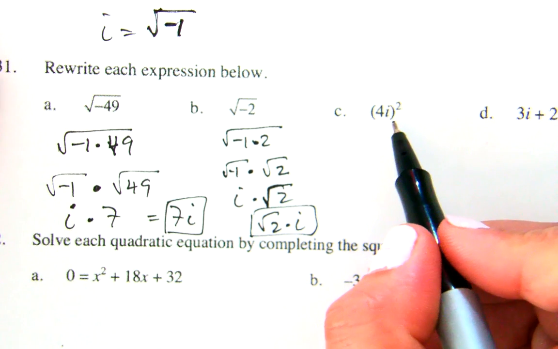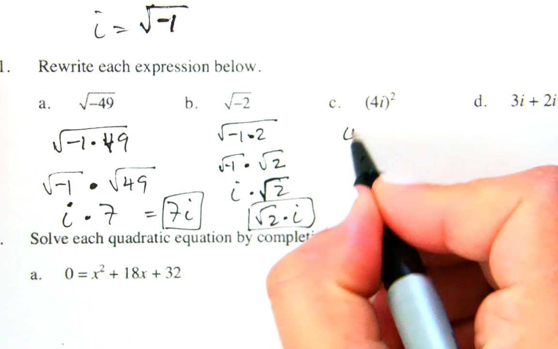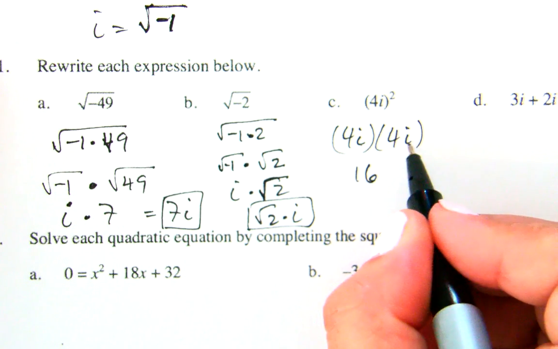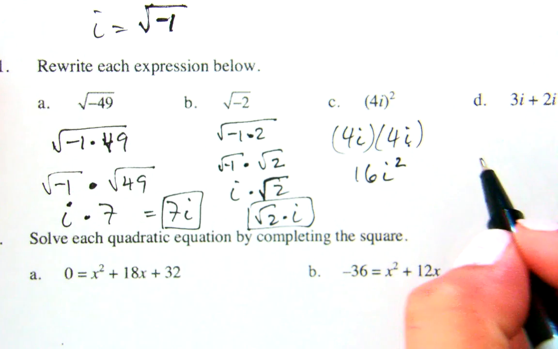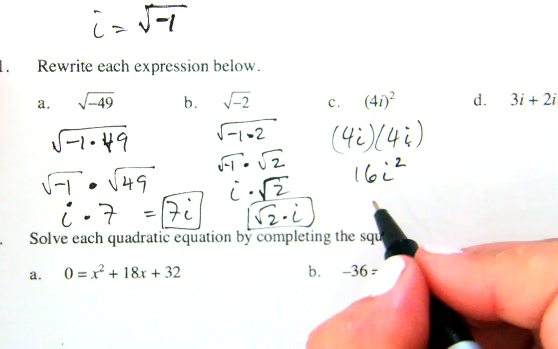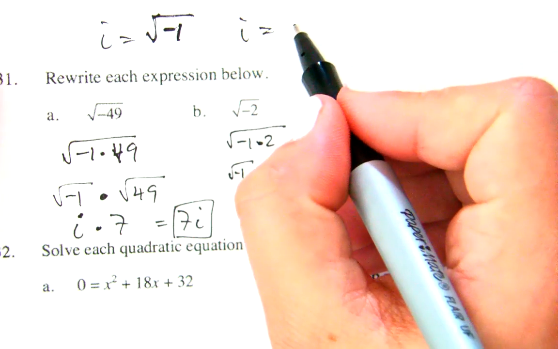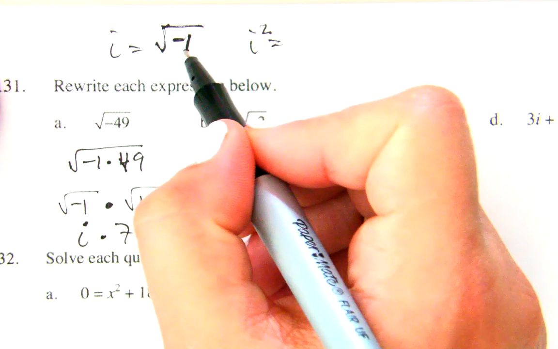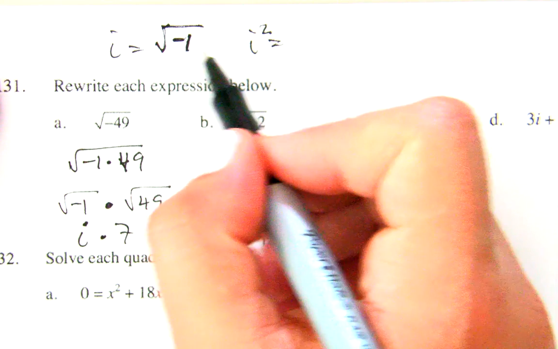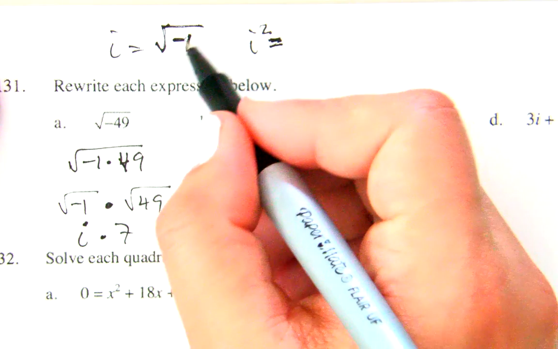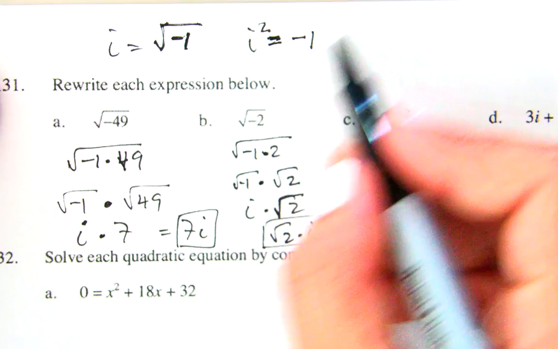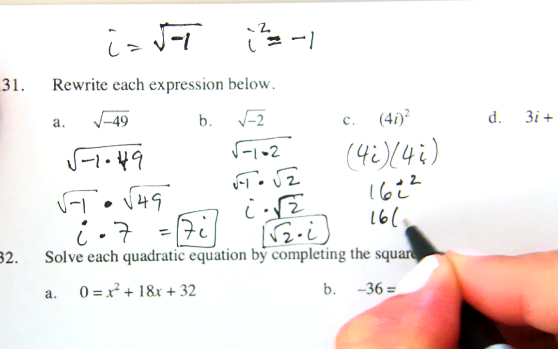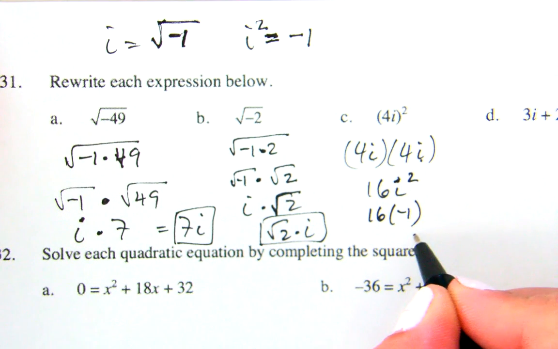This one, remember I said treat i kind of like x's, right? So you have two of these, so you have 4i times 4i. So 4 times 4 is 16. i times i is i squared. Well, i squared is the same as squaring the square root of -1. So if you square the square root of something, you get the thing underneath the radical just by itself, right? They undo each other. So i squared is the same as -1. So if I have an i squared here, I can replace it with -1. So I'm left with -16.